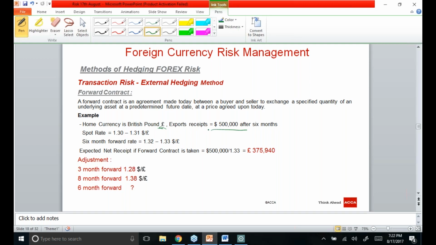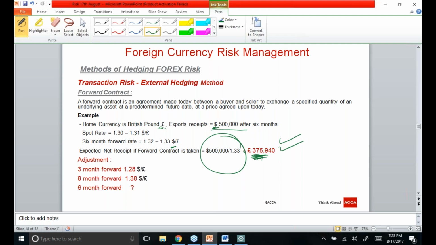Obviously, in order to convert export receipts, you are going to divide, and when you divide the receipts with the rate, you will choose the higher rate. So you will lock $1.33 over pound with the bank. Now your confirmed receipt amount will be $375,940. You will receive this amount whatever the circumstances in future. Whether currency depreciates, whether currency appreciates, your locked amount is this.